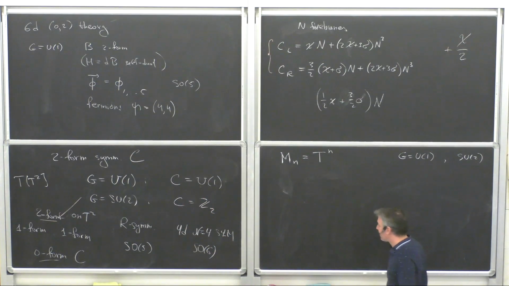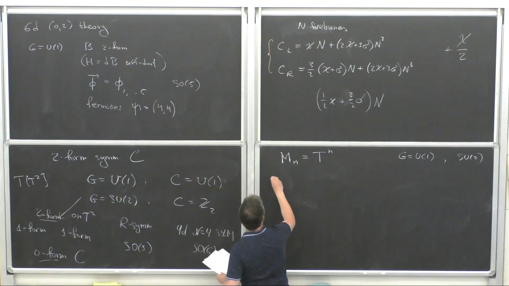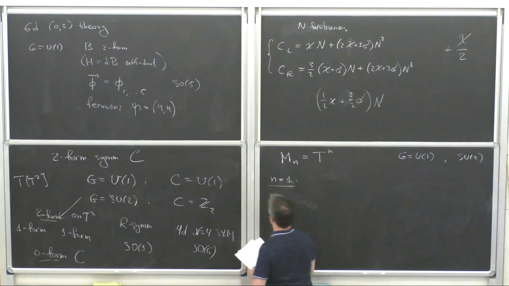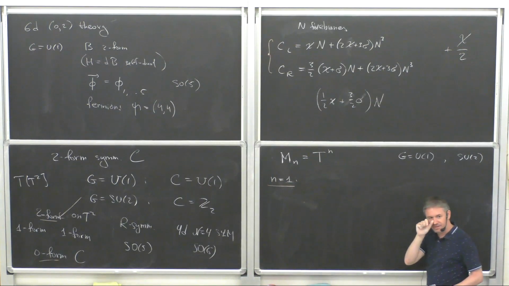It's almost Lagrangian. So let's start easy. So n equals 1 case first. So first I compactify on a circle. And here we're not going to suspect too many problems.